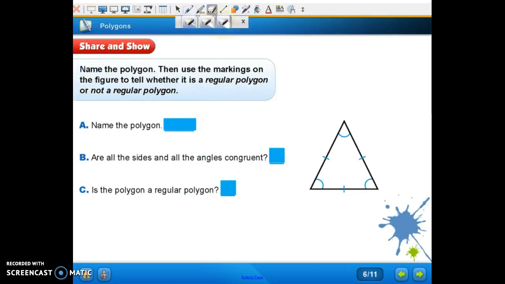Okay. This is the Sharon show at the bottom of page 442. It says name the polygon. Then use the markings on the figure to tell whether it is a regular polygon or not regular. What makes it regular? All sides and angles are congruent. Okay, so what polygon is this? A triangle, right? Are all the sides and all the angles congruent? Yes. Are they all marked the same? Yes. Is this polygon regular? Yes. All sides and angles are the same.